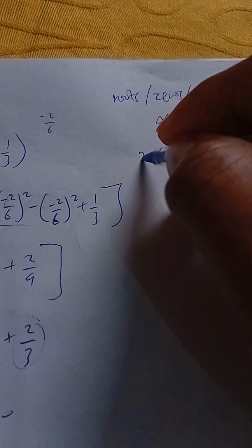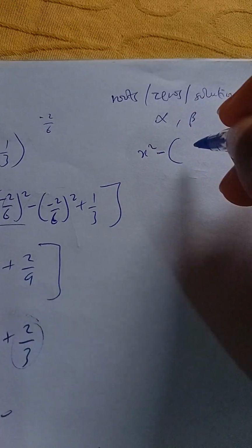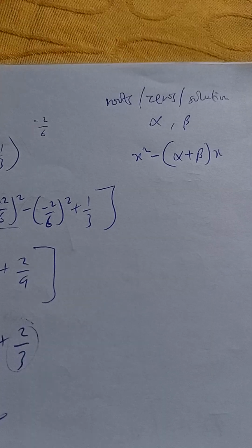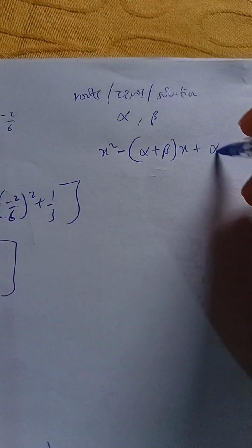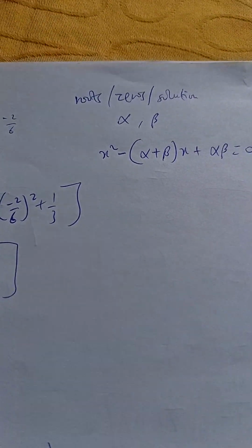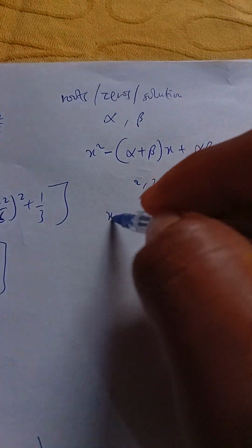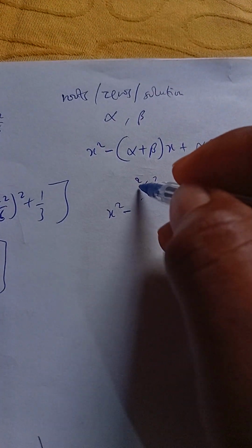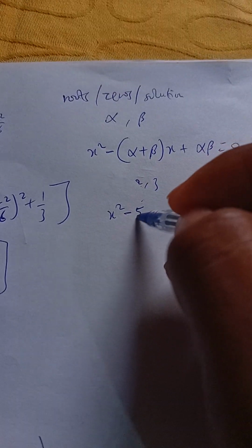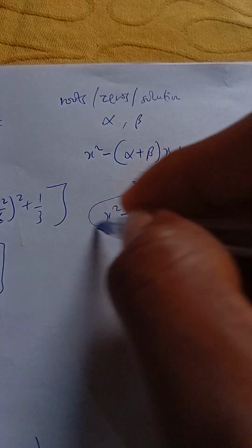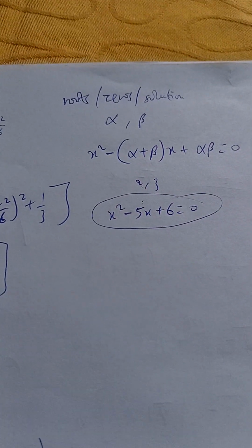The equation is given by x squared minus (sum of roots) x, then plus product of roots, equals 0. You sum them, and you multiply them. So if a quadratic equation has roots 2 and 3, then the equation will be x squared minus (2 plus 3), so 5x, then 2 times 3, 6, equals 0. You found what? The quadratic equation.